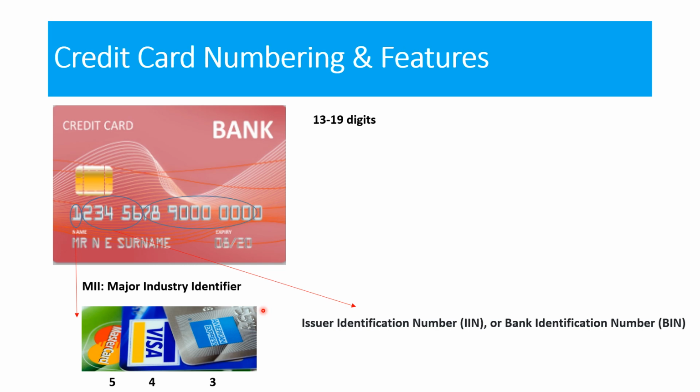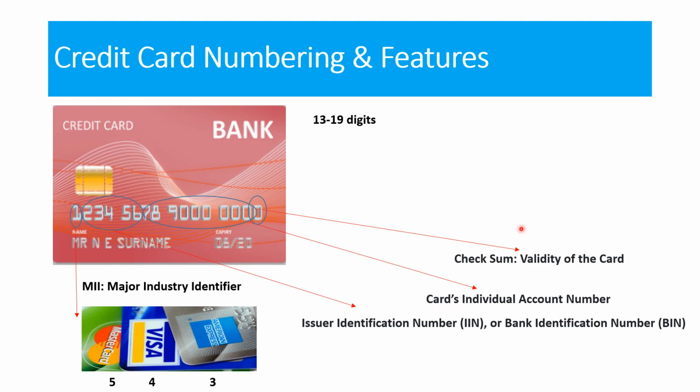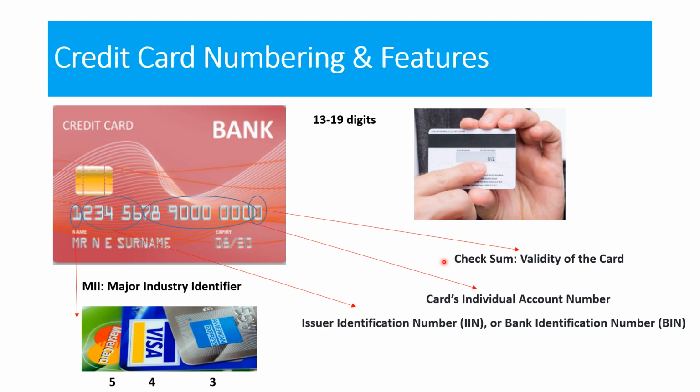The next 7 to 9 digits are the card's individual account number. And the last digit is basically the checksum, or this number is used to actually check the validity of the card. So typically the card would have 13 to 19 digits. If you look at the back side of the card, there's generally a number which is either 3 digits or 4 digits depending upon which card it is, which is called the CVV or card verification value.